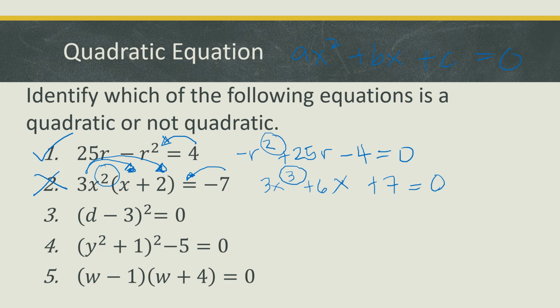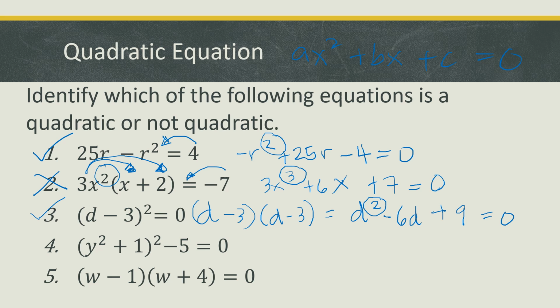Okay? Number 3, let us simplify and change it into the standard form by using the FOIL method. D minus 3 squared is also D minus 3 multiplied by D minus 3. By using the FOIL method, we have D squared minus 6D plus 9 is equal to 0. So therefore, we have the highest exponent of 2, and this is a quadratic equation.